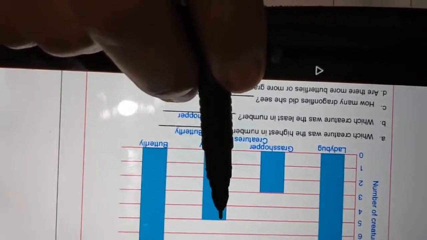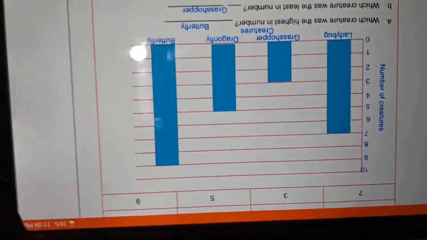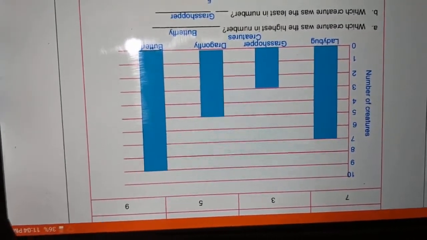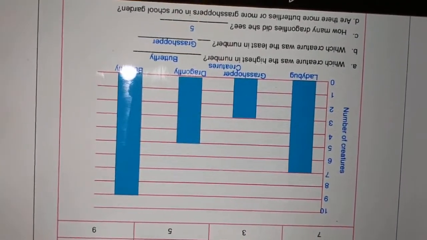Second one, grasshopper, 3 is there. Dragonfly, how many are there? 5 is there. Butterfly, 9 is there. So this is a bar graph. This bar graph you have to look at, students. I'll give you 1 minute. You have to complete your work. After that we have to start the question answers.